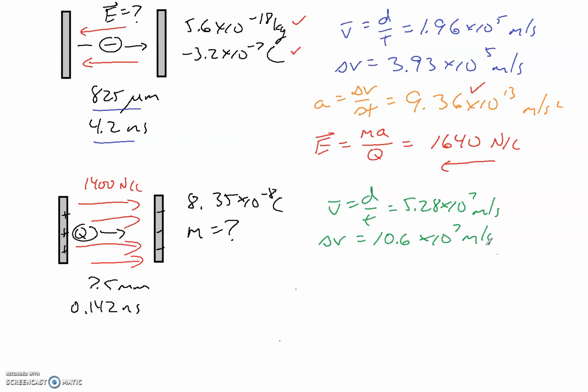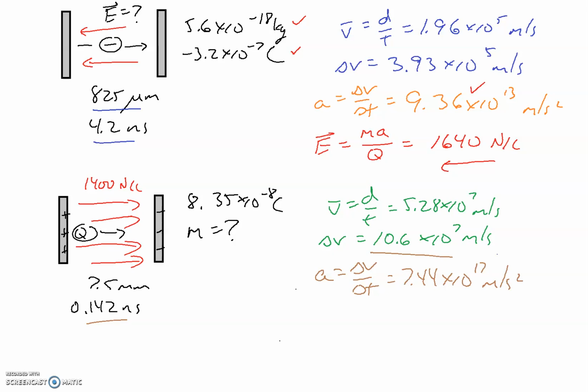Okay, we've got change in v like we've done before, and we've also got the time, so we can find our acceleration. Acceleration is the change in v over change in t. There's our change in v, there's our change in t. We'll divide the two out, and you'll get 7.44 times 10 to the 17 meters per second squared. So we've got the acceleration.